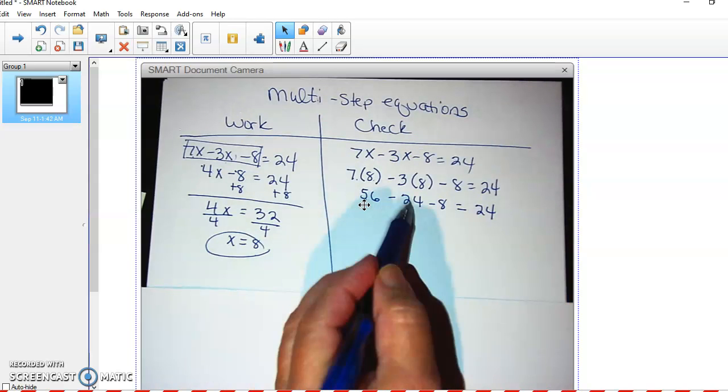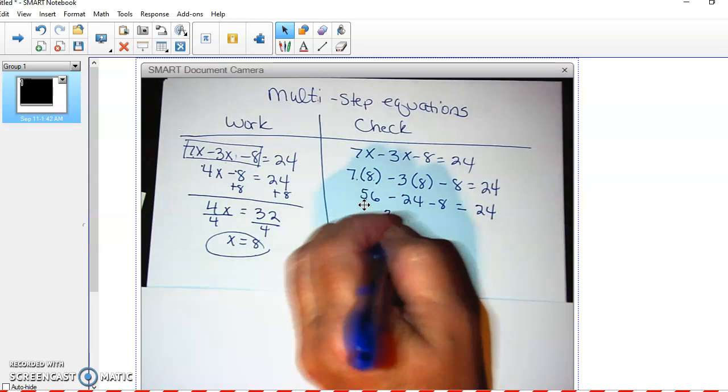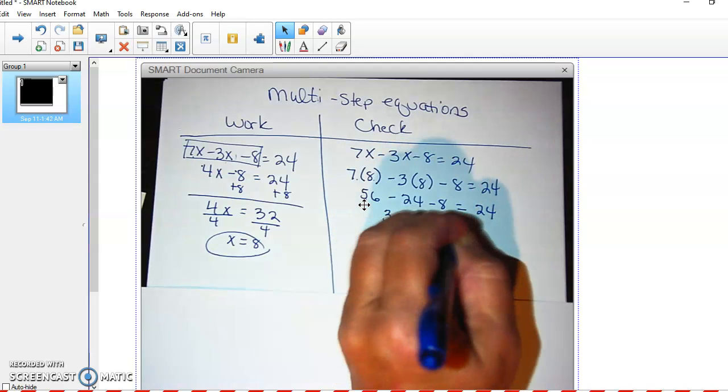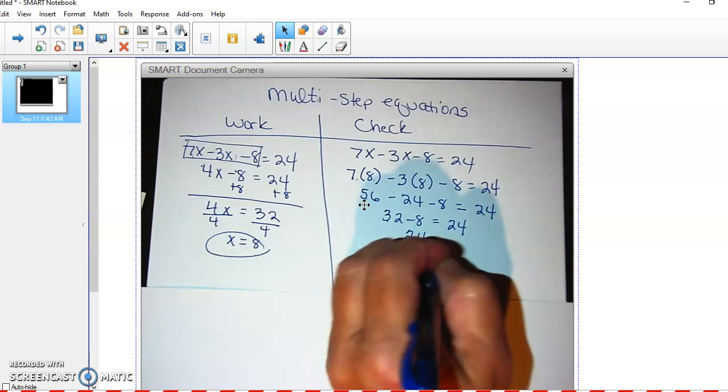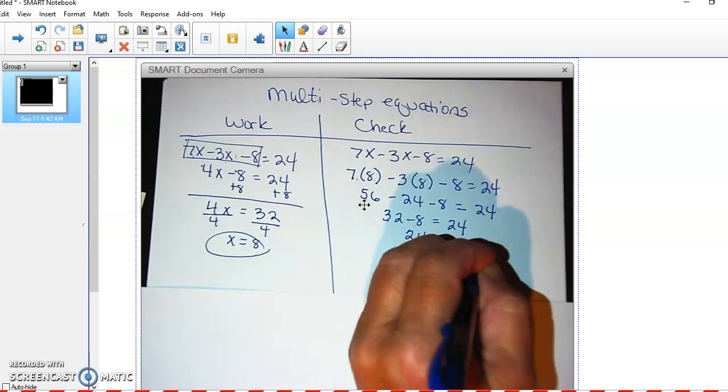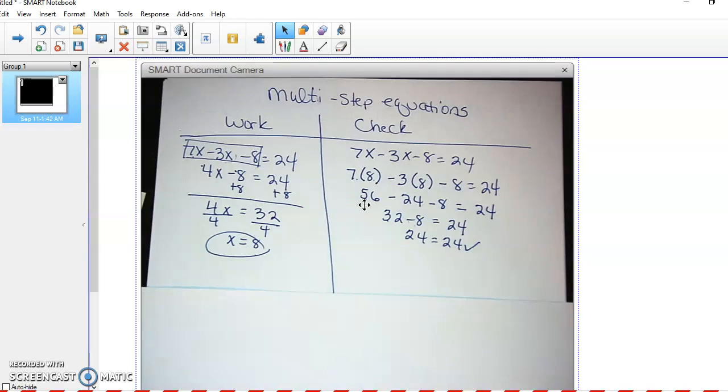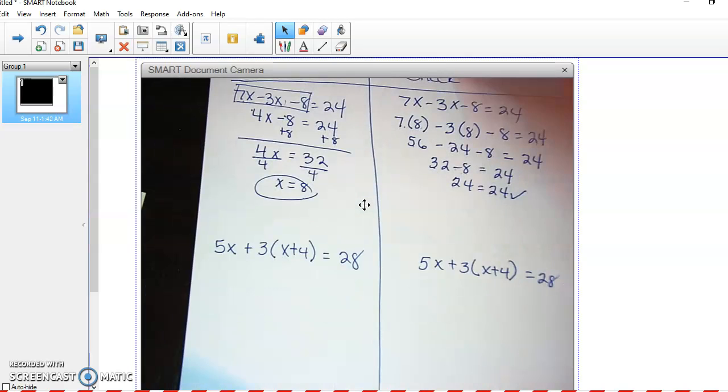Now I'm just going to combine these two right here. That's 32 minus 8 equals 24. And now I'm going to simplify this right here. And notice it balances, so the answer is correct. So x is equal to 8. Take a look at the next one.